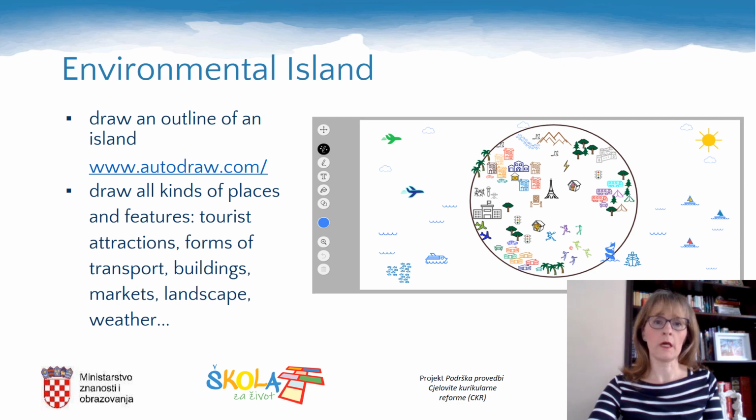After drawing an outline of a tourist island, add all kinds of places and features you think should be on the island. Tourist attractions, transportation, buildings, markets, landscapes, weather conditions, animals.